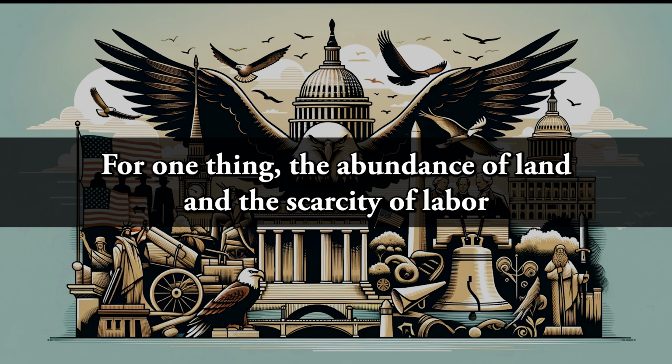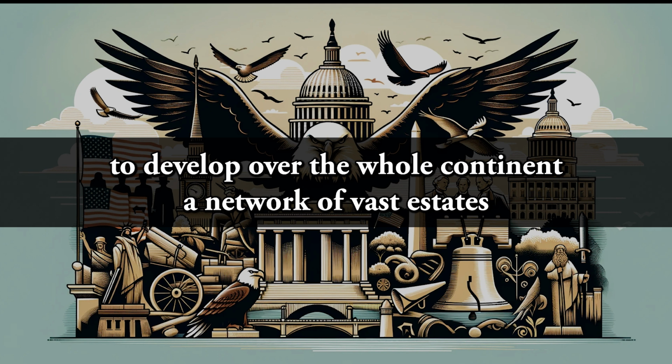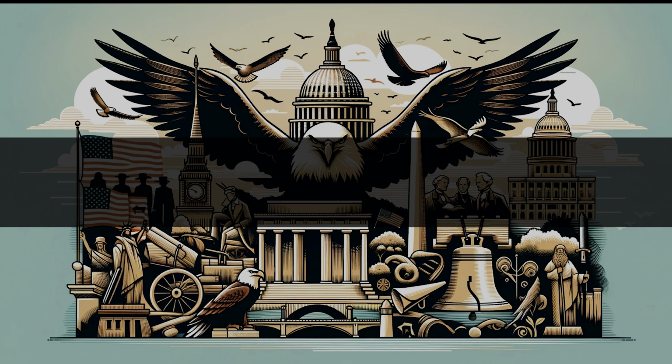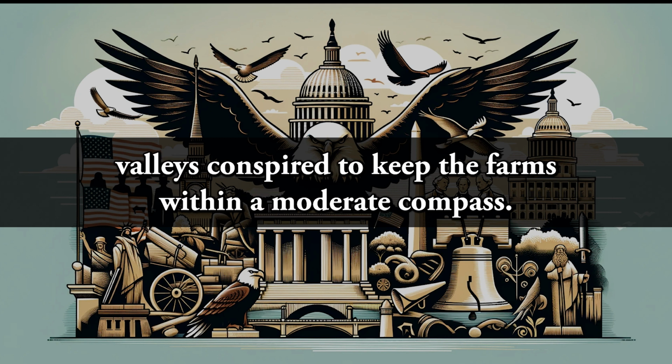For one thing, the abundance of land and the scarcity of labor made it impossible for the companies, the proprietors, or the crown, to develop over the whole continent a network of vast estates. In many sections, particularly in New England, the climate, the stony soil, the hills, and the narrow valleys conspired to keep the farms within a moderate compass.